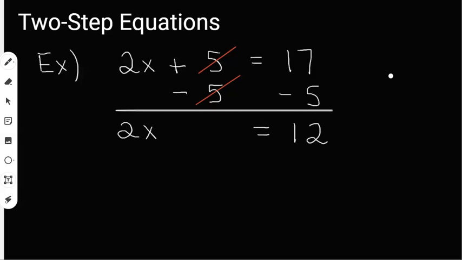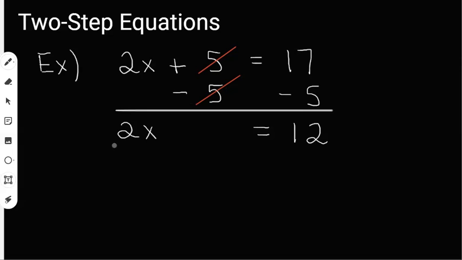So on the other side, I have 17 minus 5. That's going to give me 12. And the only thing I do with the 2x is I bring it down. Nothing much to do with it at this point. So now to get the x by itself, I need to get rid of this 2 right here. Since it's being multiplied, I'm going to do the opposite. I'm going to divide both sides by 2.